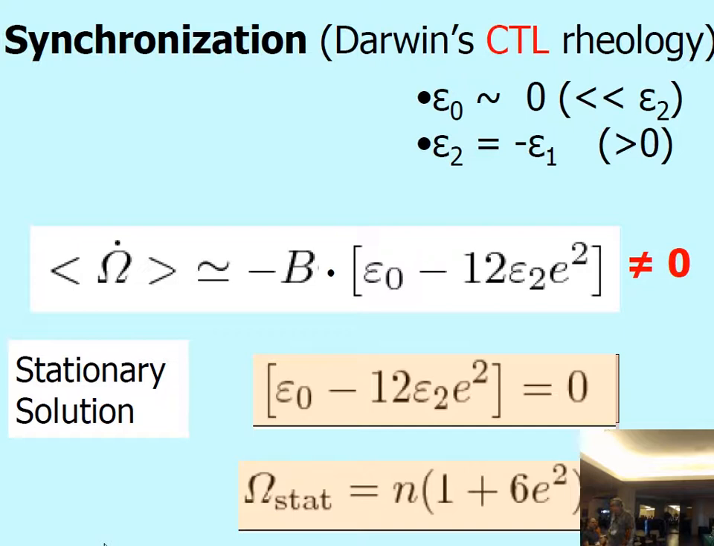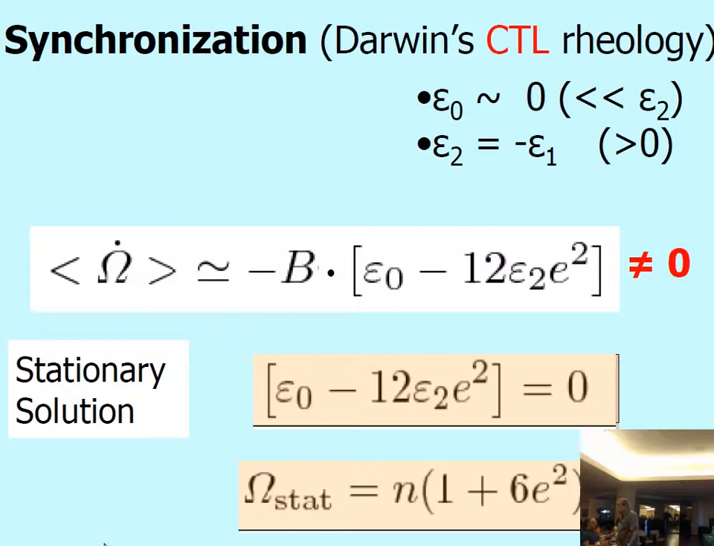If I insist that the rotational motion is synchronous with the orbital motion, epsilon zero equal to zero, and I have here omega equal to a positive quantity. So it cannot be synchronous because I am getting a frequency that is not equal to zero. So we cannot have a synchronous solution as far as the eccentricity is different from zero. And the eccentricity of the motion of the Moon is different from zero.